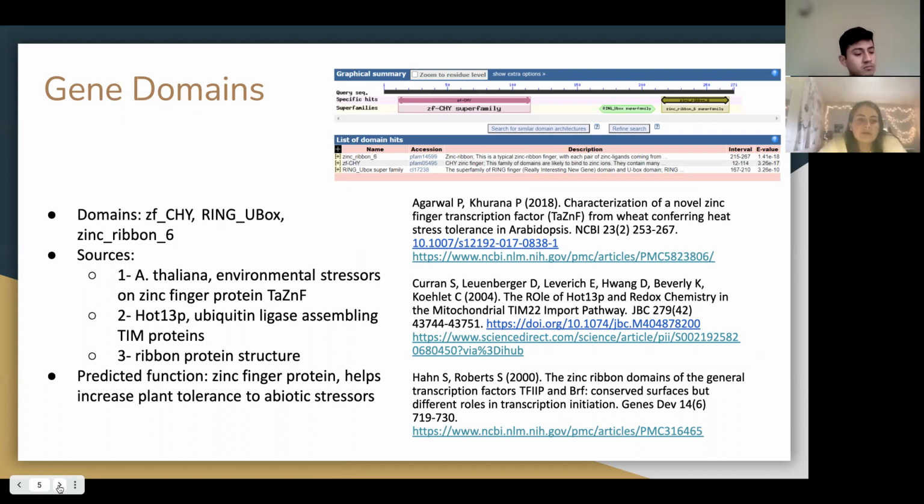Specifically, we wanted to focus on the ZF-CHY family, and that's because it is a zinc finger protein that binds zinc. And one source in particular that we found shows that in Arabidopsis thaliana, a protein similar to ours, when its expression is increased, it increases the plant's tolerance to environmental stressors. Based on our literature review, we predicted our gene's function is a zinc finger protein that helps B. distachyon tolerate changes in the environment.